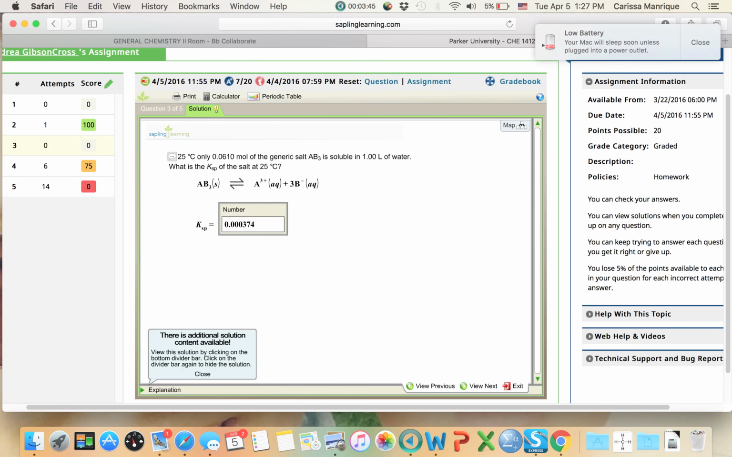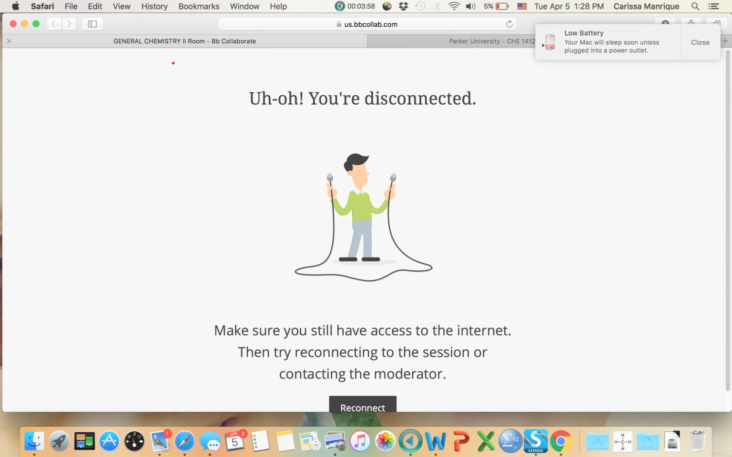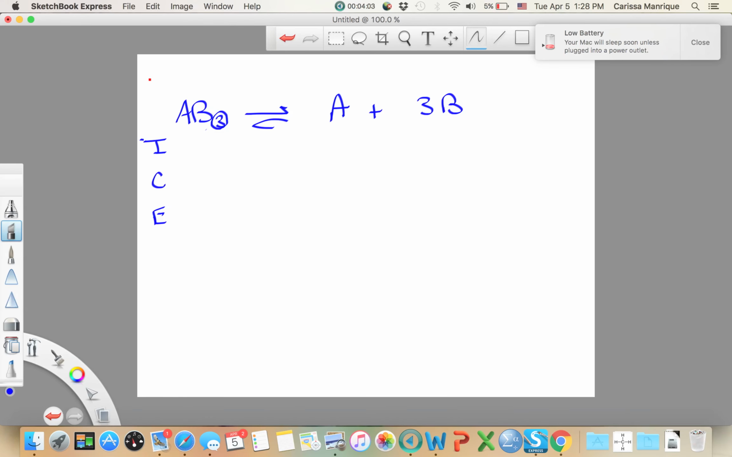Here it is. So you have 0.0610 moles of generic salt AB3 that is soluble in 1 liter. Okay, only that much is soluble, so that's your change. And what is the Ksp of the salt? Right here, my change, I don't have to worry about this because this is just a solid. I'm trying to find K. K is going to end up being A times B raised to the third. Why the third? Because of this right here.